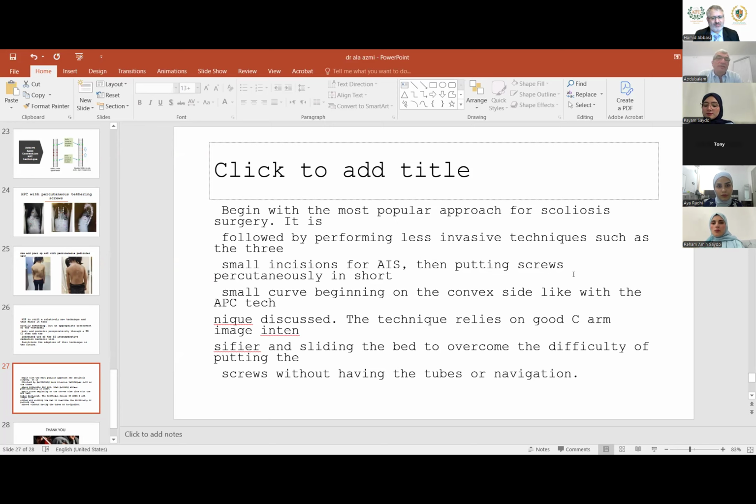Don't go on the concave side because it's much harder and less safe. And the technique relies on good C-arm imaging, intensifier, and sliding the bed to overcome the difficulty of putting the screws without having the tubes or navigation. So it's not necessary that you have tubes or navigator, but if you have the rotation of the vertebra, you can adjust your C-arm so as to see how you can go, or you can adjust the table to make it much easier for you to go through it.